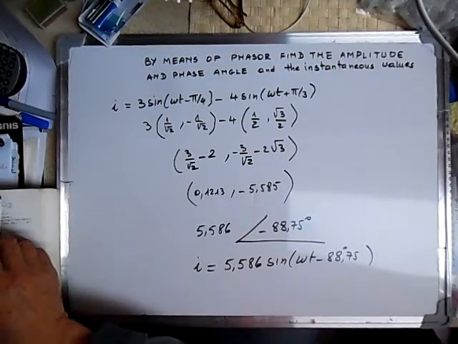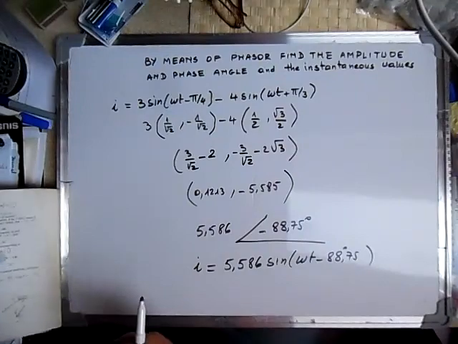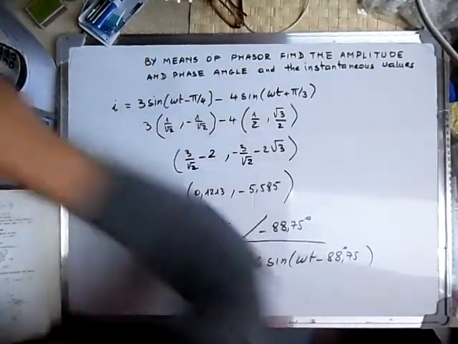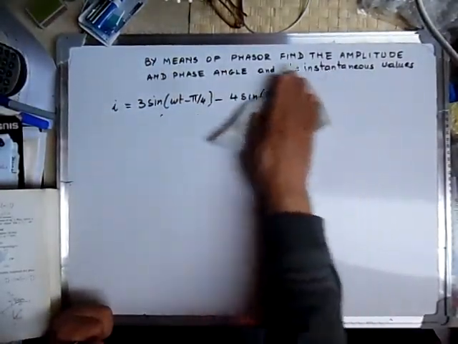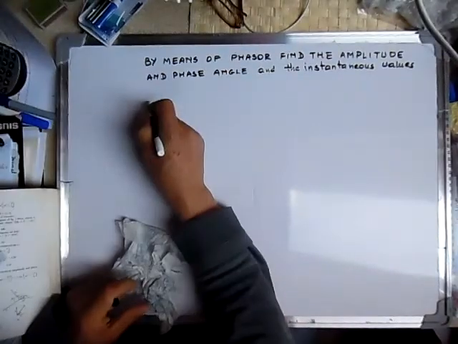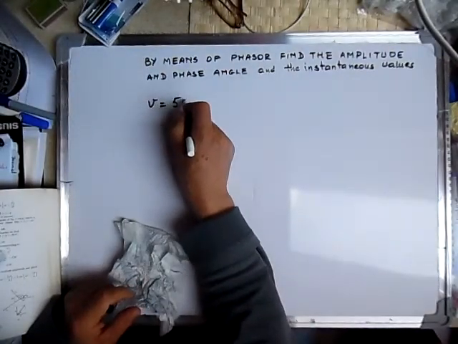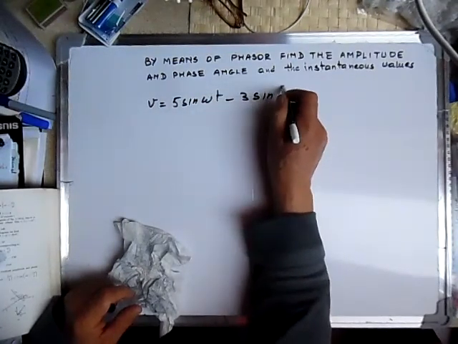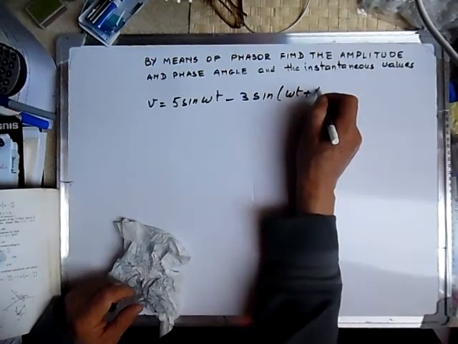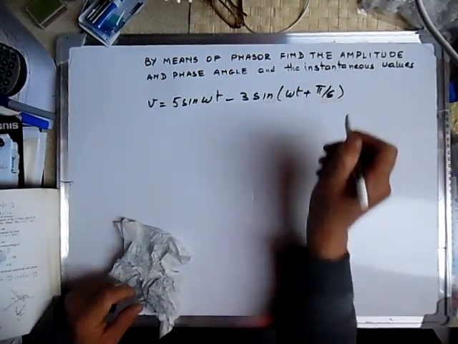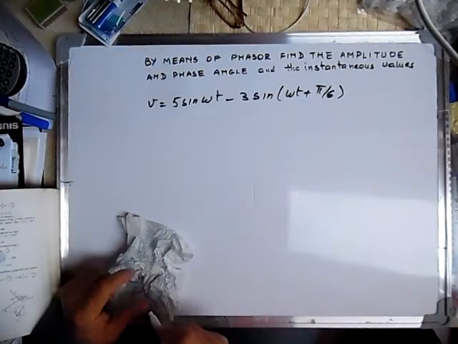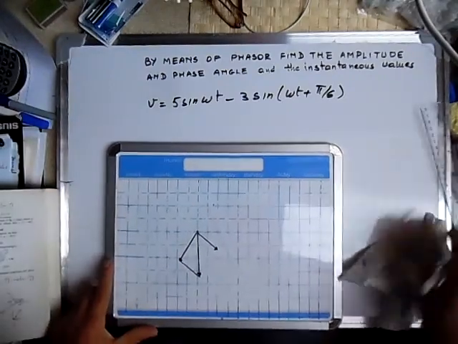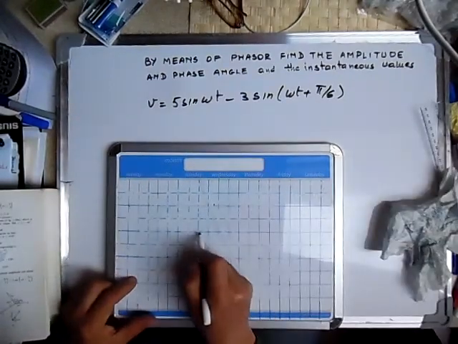Okay, let's take another example. Suppose we have to add a voltage, 5 sine omega t minus 3 sine(omega t plus pi over 6). So at t0 we represent the vectors. We can do it graphically like we did before, quickly to see how it looks.